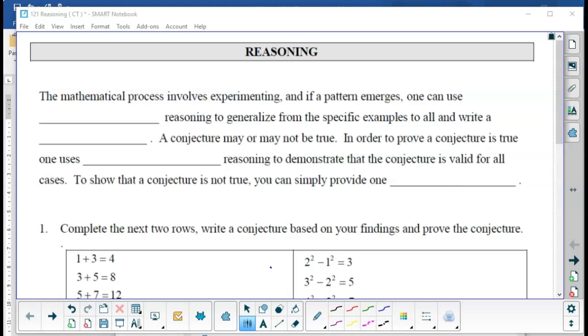All right, we're continuing on with reasoning here. Fill in some blanks and do some more work with reasoning. So the mathematical process involves experimenting, and if a pattern emerges, one can use inductive reasoning. So if you're using patterns, you're using inductive reasoning to generalize from the specific examples to all, and then you can write a conjecture about it.